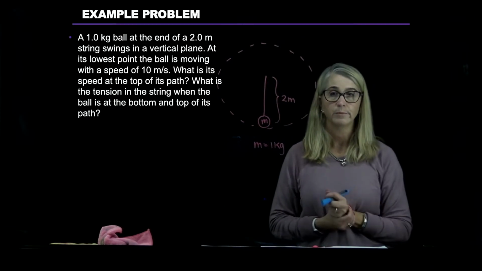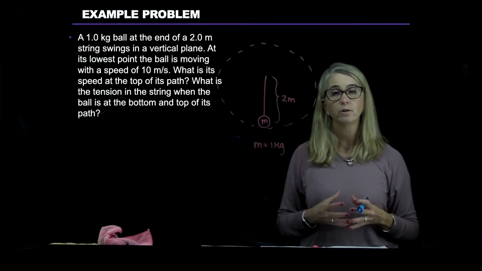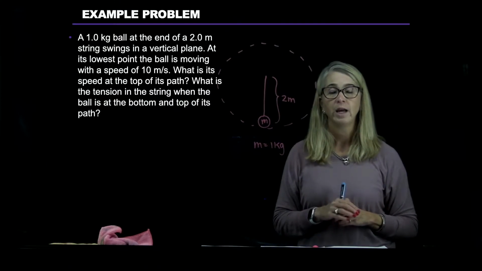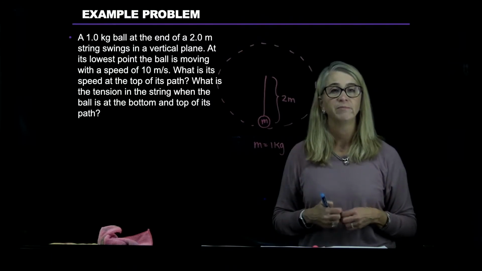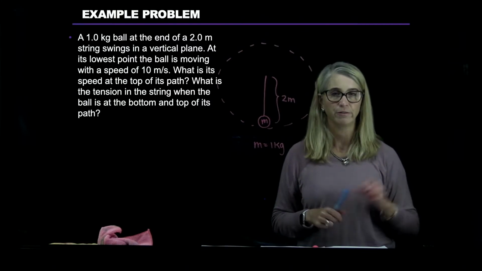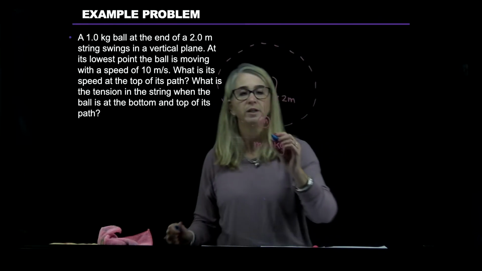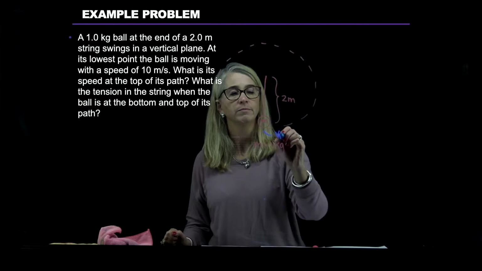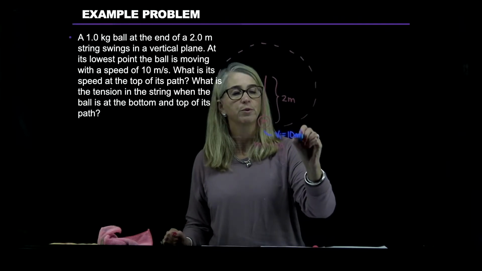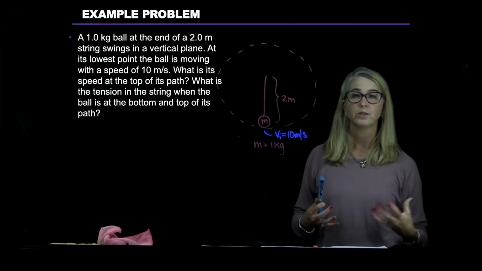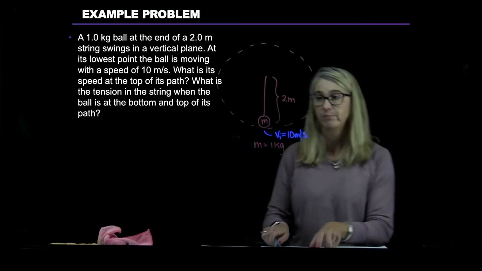Let's look at an example. We have a 1 kilogram ball at the end of a 2-meter string, and it's swinging in the vertical plane. That just means it's going in a vertical circle. And we're told that the speed at the bottom is 10 meters per second, and we want to know the speed at the top of its path.